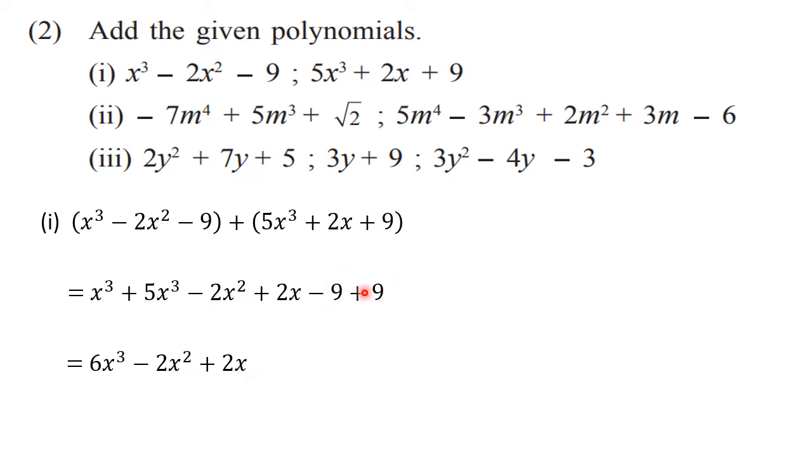See, this is the answer here. Now you cannot add or subtract further, so this is your answer. Okay, it is very easy to add because here you don't have to go for any sign change. Only write the like terms together and then simply add the coefficients and write down the answer. Okay. Now let's go ahead.